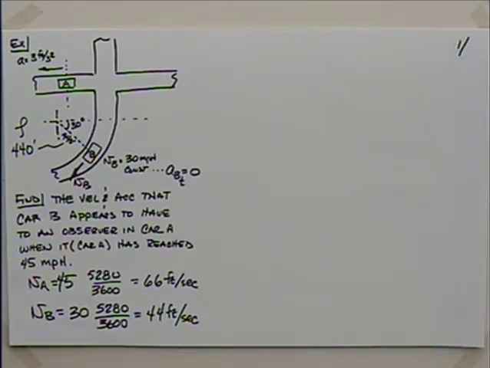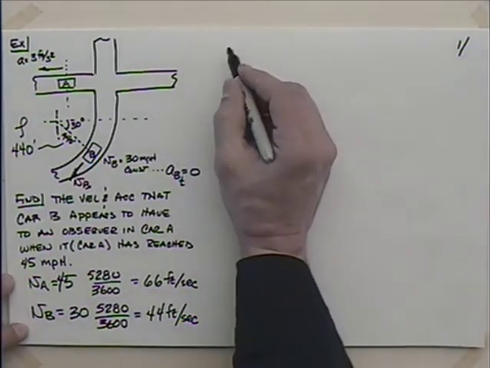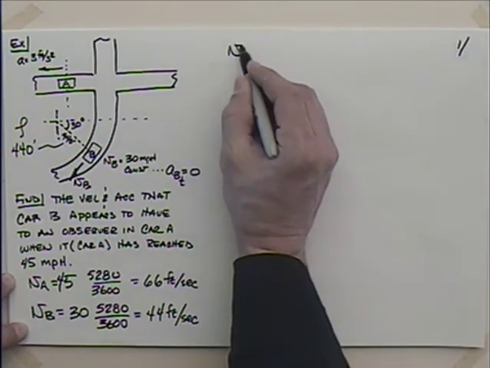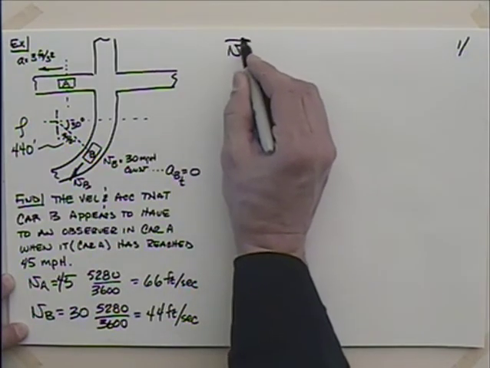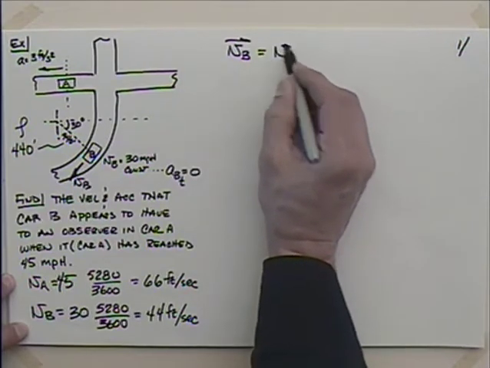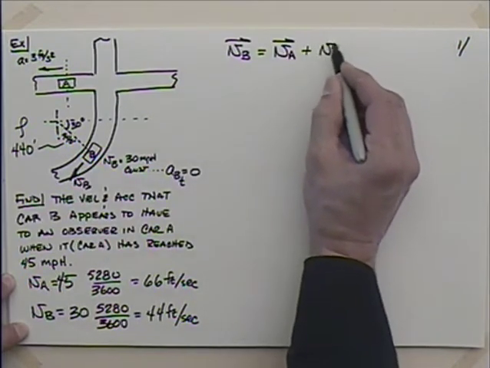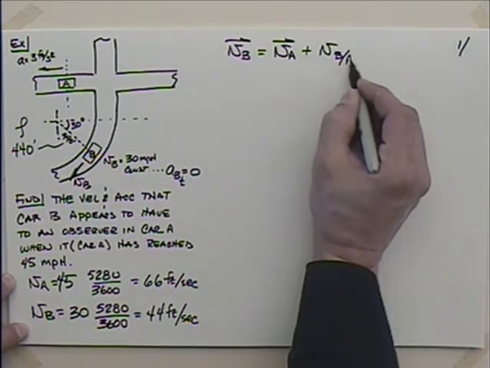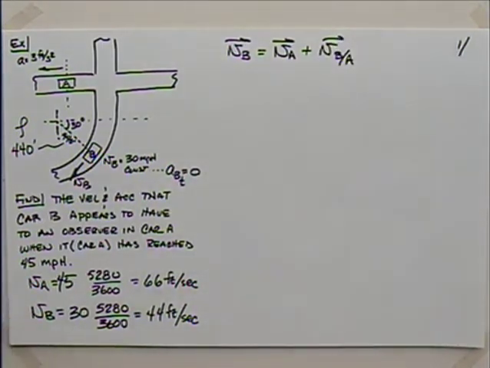Well, let's see if we can make this work out. I think our equation, we could say that the velocity of B in terms of a vector equation is going to be equal to the velocity of A plus the velocity of B with respect to A. Will that work? The velocity of B is equal to the velocity of A plus the velocity of B with respect to A. I think that should work.